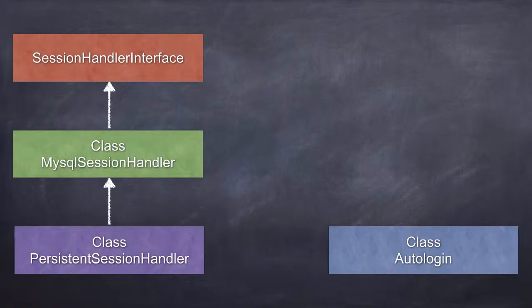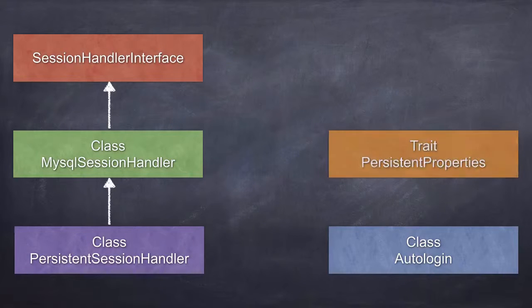But the class persistent session handler, as well as the auto login class, the blue and purple ones, are going to work together with a trait called persistent properties. If you don't know what a trait is in PHP, they were introduced in PHP 5.4, and the purpose is sharing the same properties in two classes. So we're going to have the same properties, it doesn't matter how many, for the class auto login as well as the class persistent session handler.